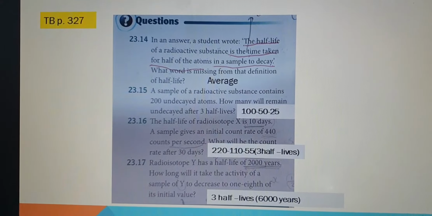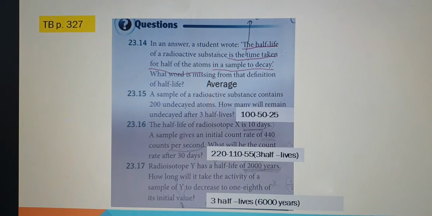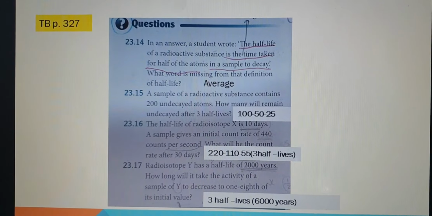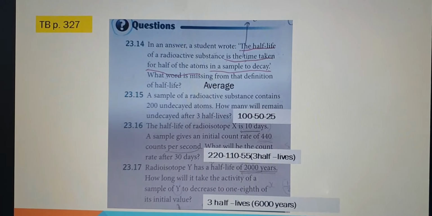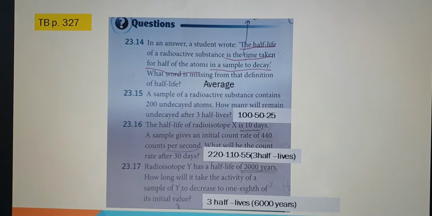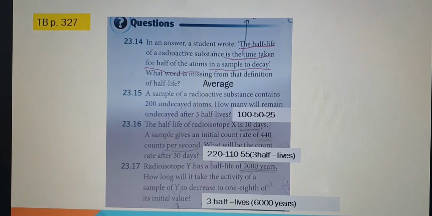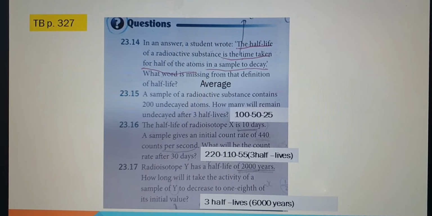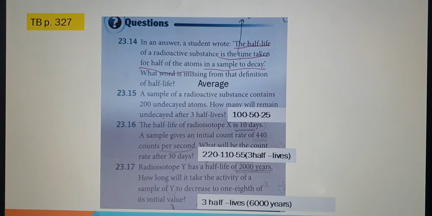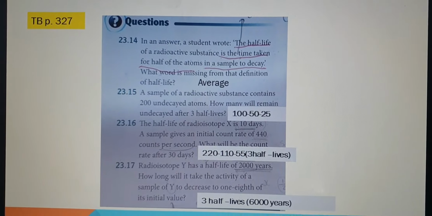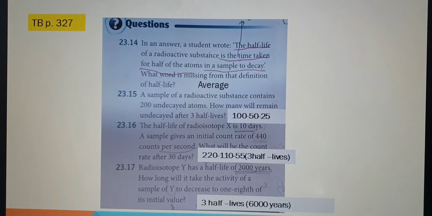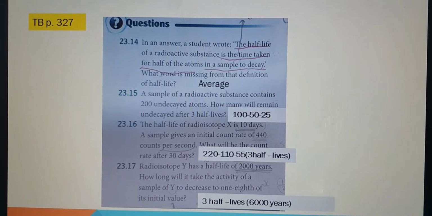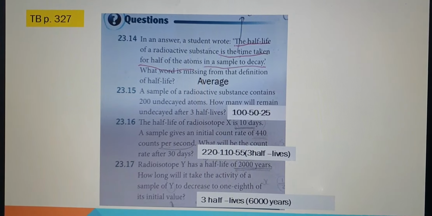23.16. The half-life of radioisotope X is 10 days. A sample gives an initial count rate of 440 counts per second. What will be the count rate after 30 days? 30 days, how many half-lives? 1 half-life is 10 days, so 30 days is 3 half-lives. After 1 half-life, 440 will be 220. After 2 half-lives, 110. After 3 half-lives, 55.